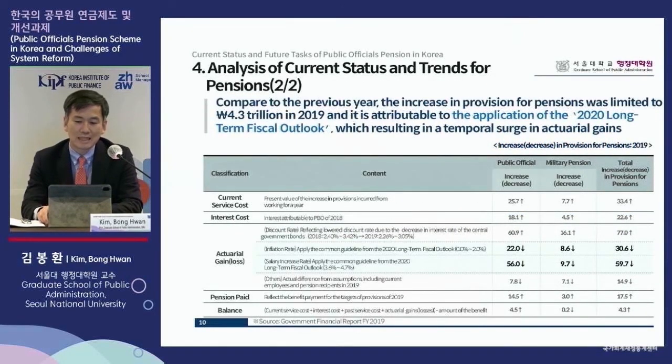And in 2019, the increase of provision was small compared to prior years, thanks to a favorable assumption change. As you can see from the box, the inflation rate change and the salary increase rate forecast change created a 90 trillion Korean won reduction in public pension obligation. So this year was lucky for the government in terms of recording this public pension liability.